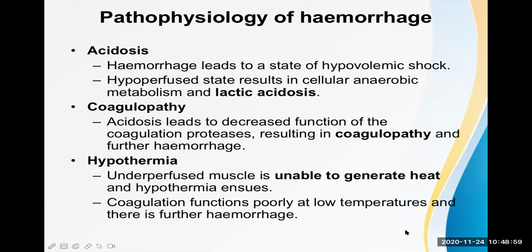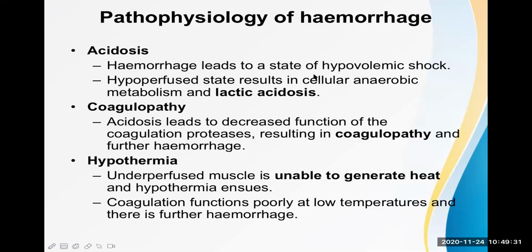Let's move on. Now let's talk about some of the important pathophysiological mechanisms of hemorrhage. That means how acidosis occurs, how coagulopathy occurs, and how hypothermia occurs in a case of hemorrhage. See there? The mechanism of acidosis, if you remember, I've already explained to you. So let's highlight that once again.